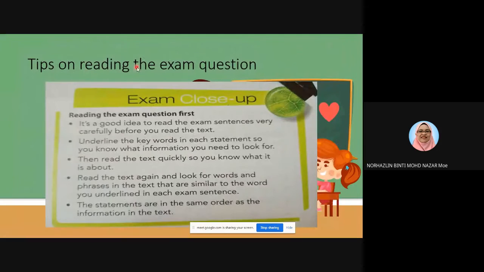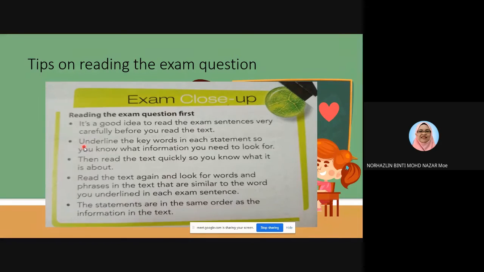Tips on reading the exam question. You also will see the tips. When you see the question in the exam, what must you do? Number one, it's a good idea to read the exam sentences very carefully before you read the text. Read the questions before you read the text, or you read the text and then you read the question.